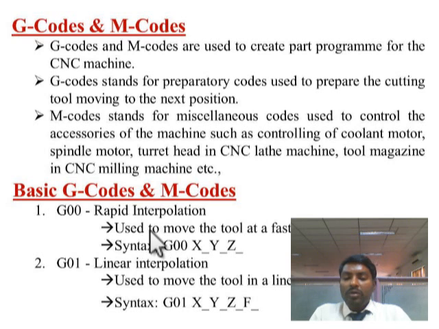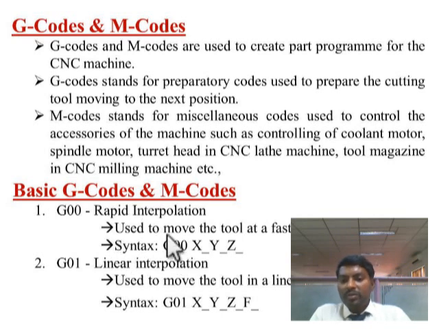For example, if you want to move the tool from a reference point to a point nearer to the workpiece, this code will be used, because from the reference point to the point nearer to the workpiece, there will be no machining taking place. So if there is no machining taking place, we can move the tool at a fast rate. To move the tool at a fast rate, this code can be used.